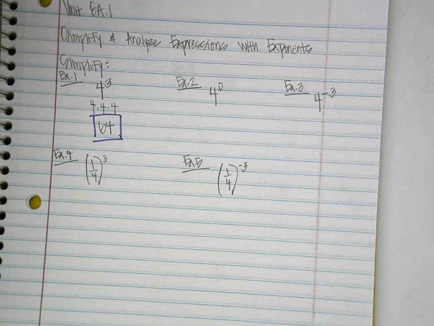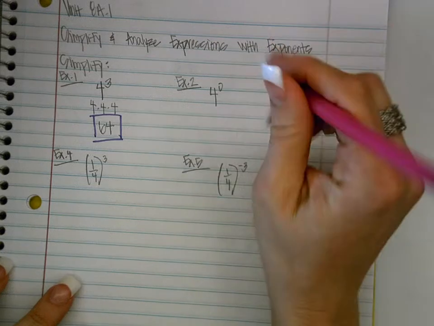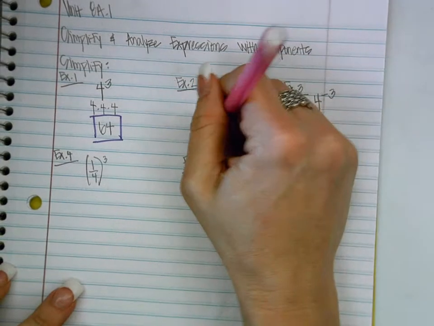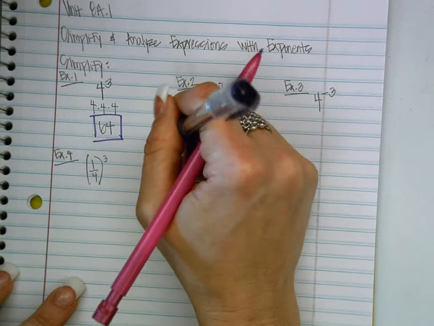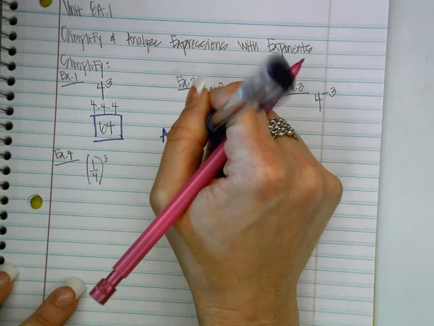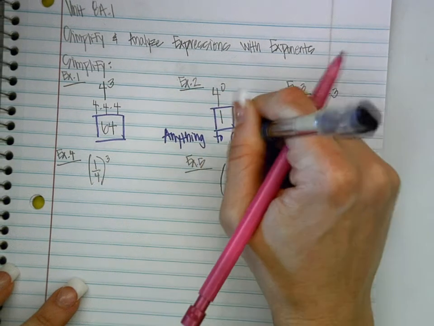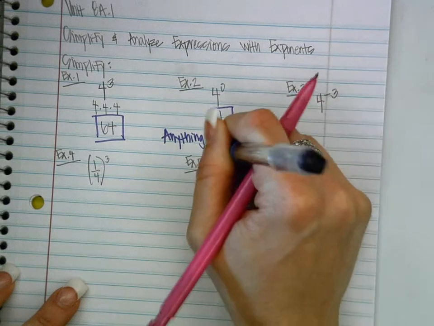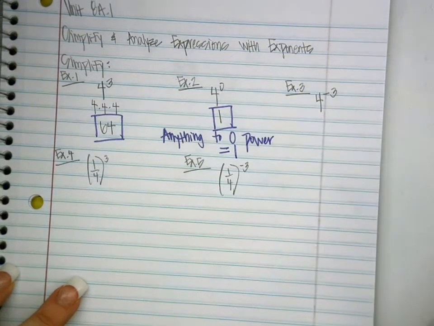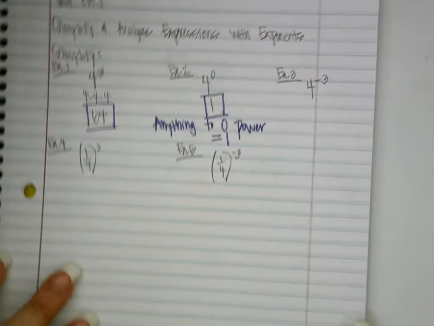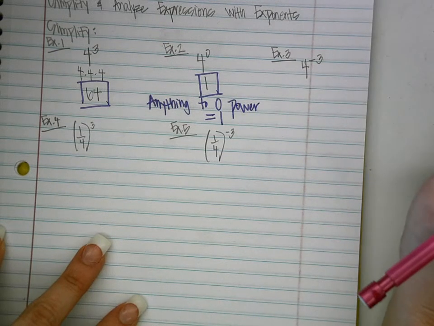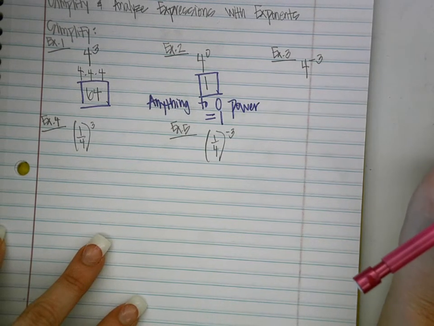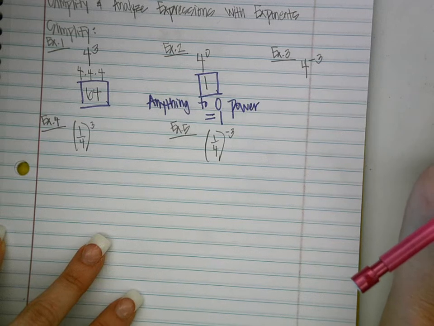Okay, how about 4 to the 0? What is anything to the 0 power? 0. No, anything to the 0 power equals 1. So write yourself a note: anything to the 0 power equals 1. Yes. What about 0 to the 0 power? Still equal to 1. Anything to the 0 power is equal to 1.